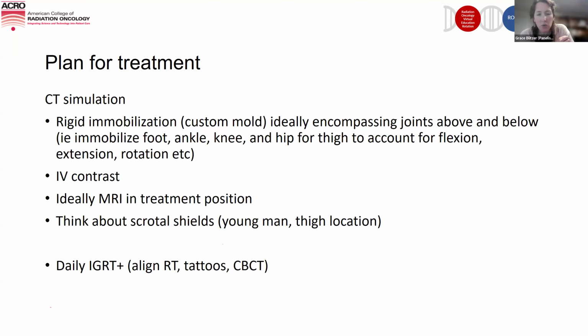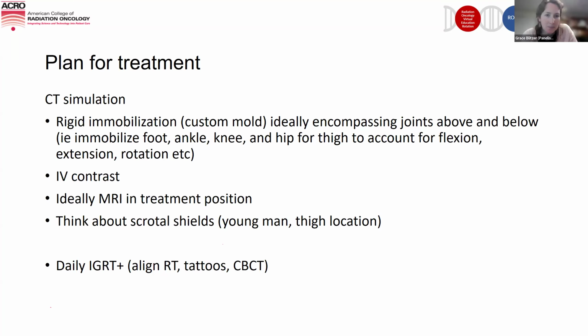And then thinking about scrotal shields, I just threw that in there because he's 40. Maybe he has 4 kids but wants another 4. So we're thinking about, for thighs, is it necessary and do I need to do that? And then of course, daily image guidance. We use Align RT. Of course, cone beam CTs, that's the image guidance, but also tattoos, 3-point tattoos to help with the joint flexion and everything else.